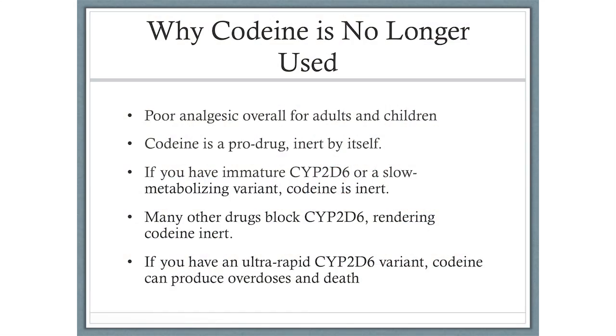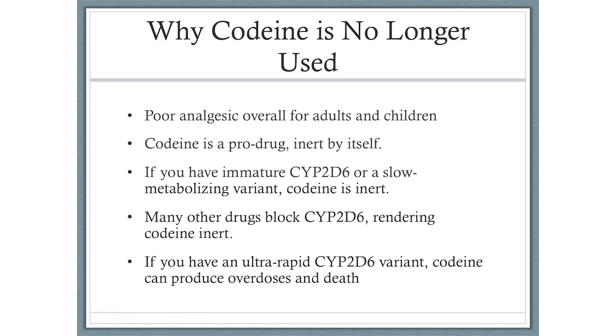So codeine's really fallen out of favor, and for a couple of reasons. Overall, it's a poor analgesic for kids and adults. It causes a lot of nausea and vomiting. It's a prodrug, so it's converted into morphine. So by itself, it's inert.